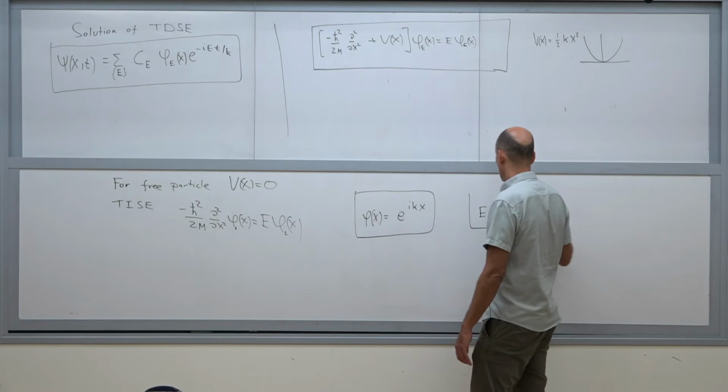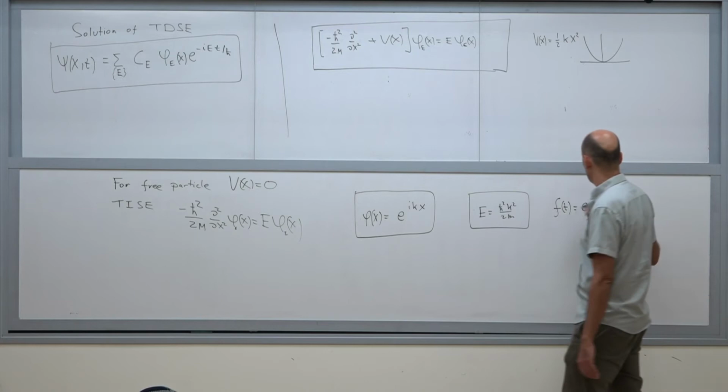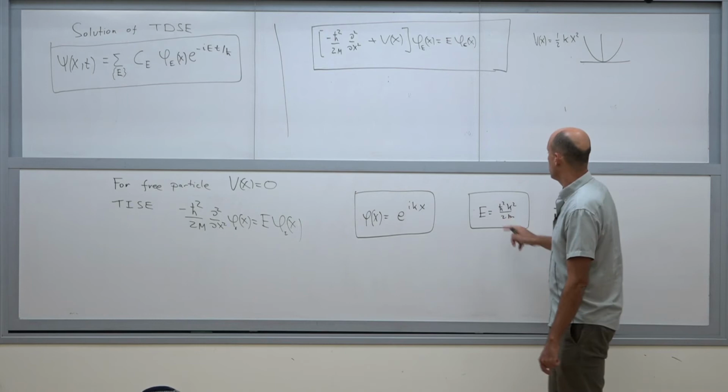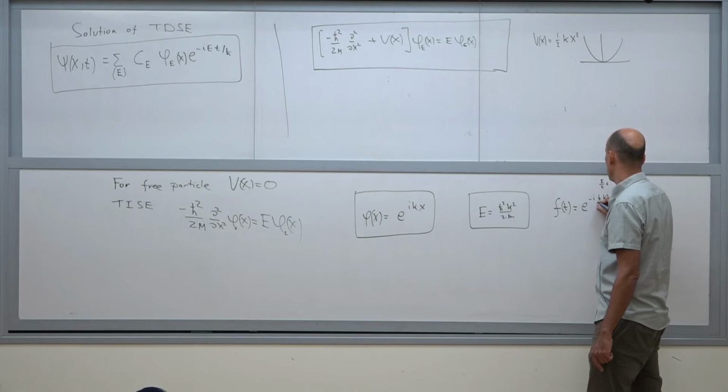What is f of t, then? f of t is, as we had before, so we already deleted it, minus i, the energy over h bar, times t. So this is energy over h bar times t. I just plug this one in. It's h k squared over 2m, times t.